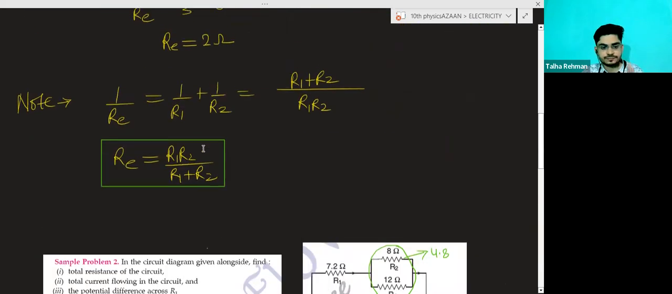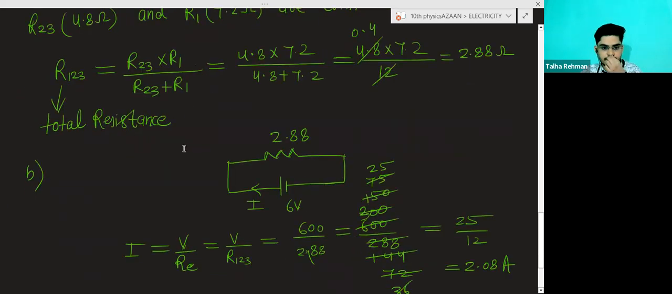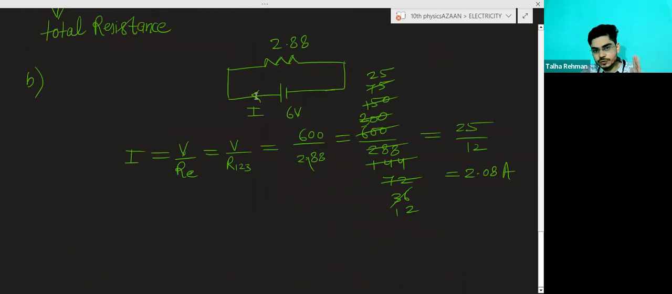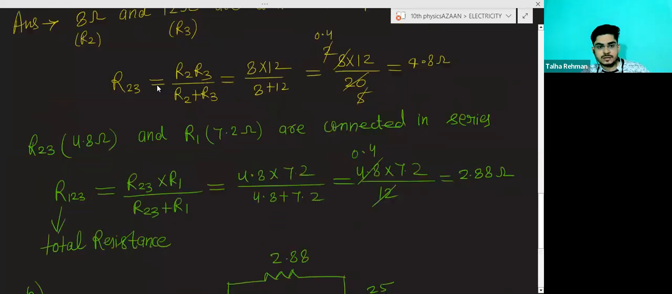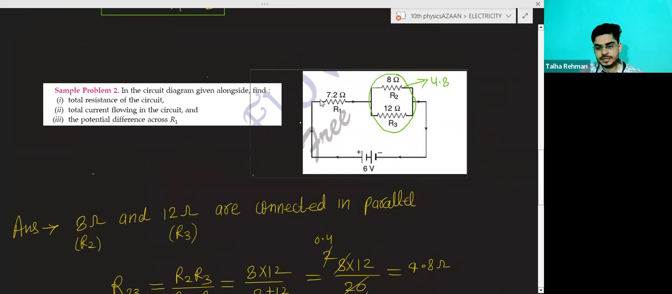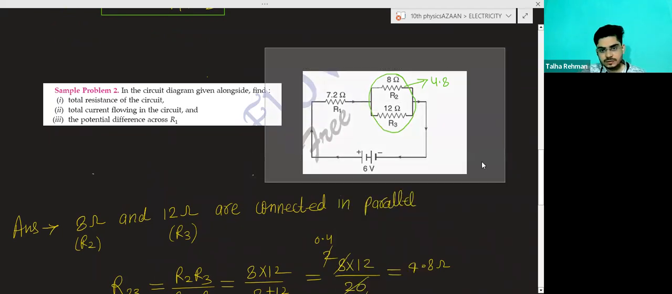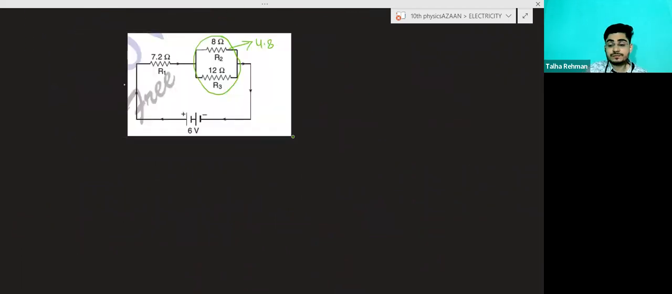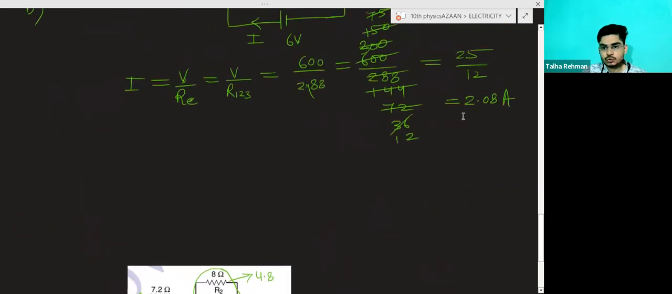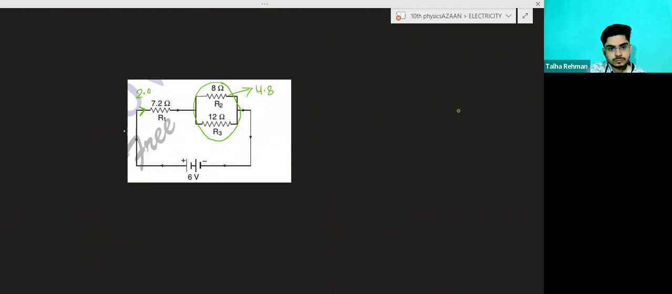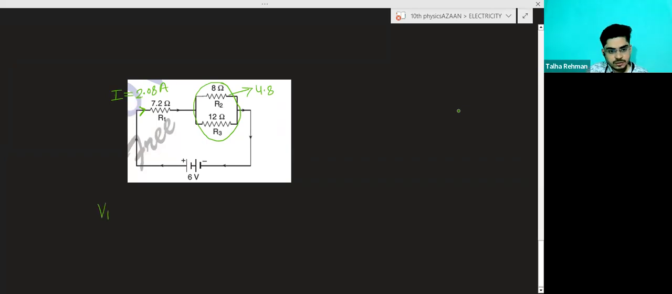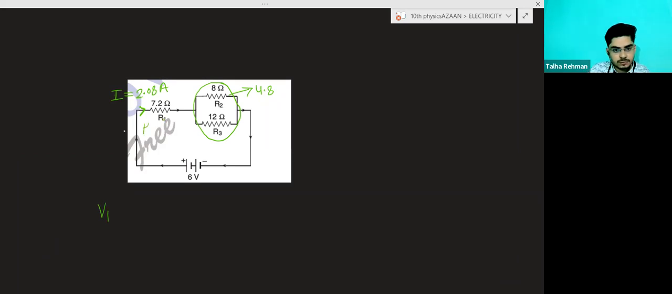Okay, after this understanding, current is equal to potential difference divided by the equivalent resistance, because we want to find the total resistance, total current. Now go to this circuit. Here they are asking the current through this, and the potential difference through this. So what is the current through this? 2.08 ampere. Now you can find the voltage V1, the voltage through R1. V1 is equal to I into R1.